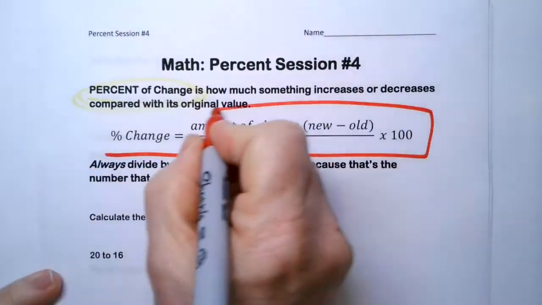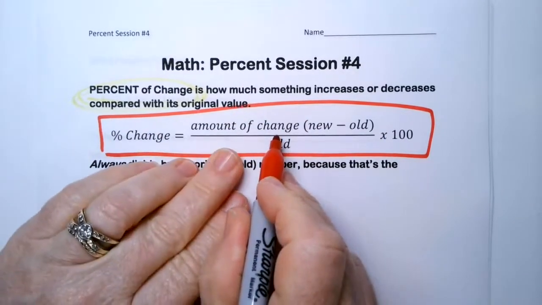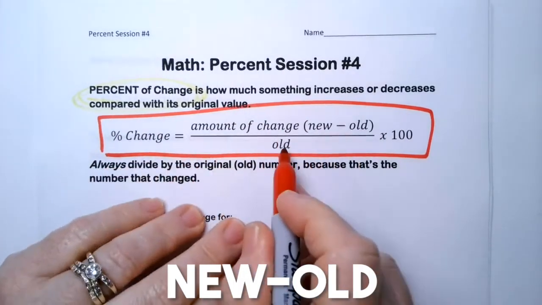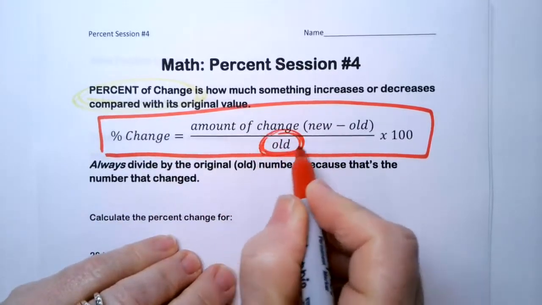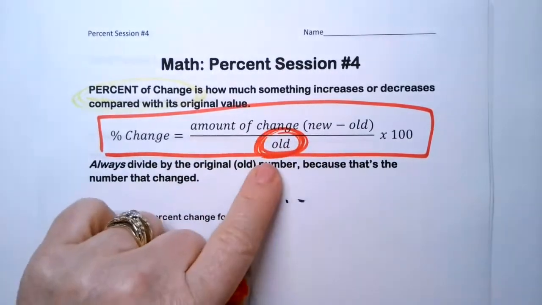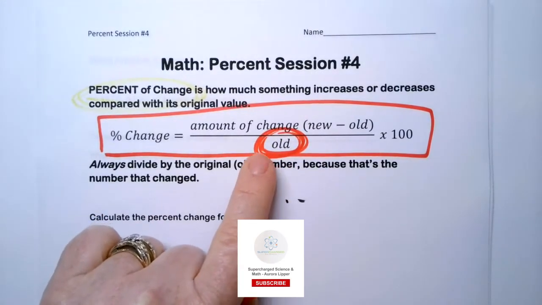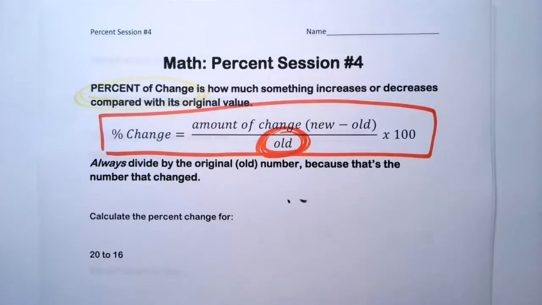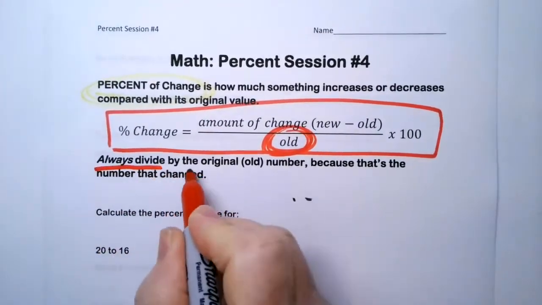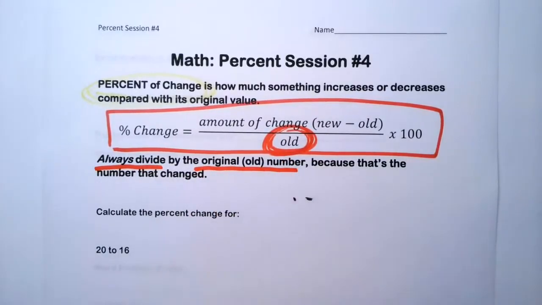Here is the equation that you want to use, but take a look at this with me. It says percent change is the amount of the change, so new minus the old, divided by the old. This is the one half of the students trip on when we teach this. So if you have a mistake in your answer, always check the denominator on this one. Make sure you had the old one. Let me show you what I mean. We always divide by the original number because that's the number that changed. So you want the original in there.